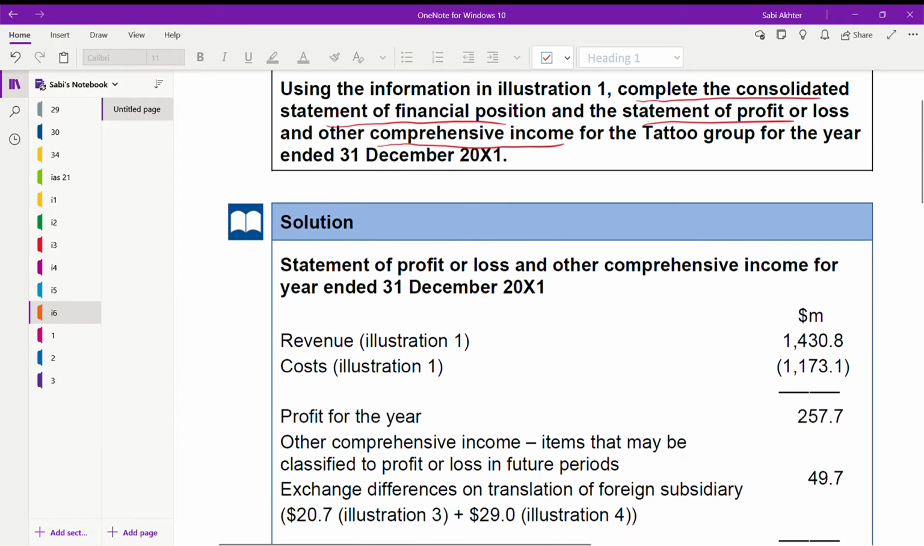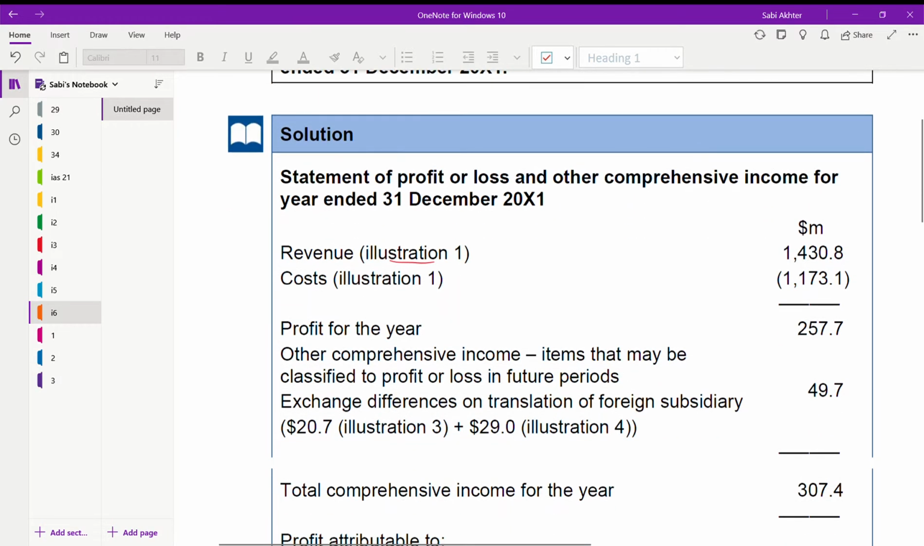So if you see, it is already calculated. Revenue minus cost and the profit. Once you find the profit, we have other comprehensive income. Remember, in the other comprehensive income we are putting only the exchange differences. Okay, one is relating to the goodwill, the other one is relating to the net assets and the profit, and it's a gain. That's why it's a positive sign.